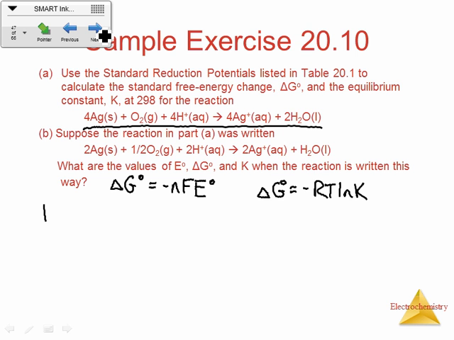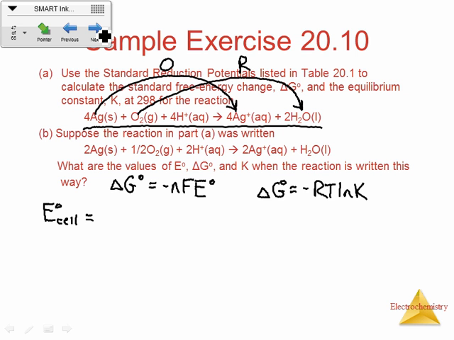So first thing we need is the E0 for this cell. And again, that's the cathode minus the anode reduction potential. So we have to figure out which is which here. Silver looks like it's changing its oxidation state. It's going from a 0 to a +1. That's an oxidation because it's losing electrons. The other thing that looks like it's changing oxidation state is the oxygen. Because the oxygen is a 0 on the left side, it becomes a 2-, so it's being reduced. It's gaining electrons.